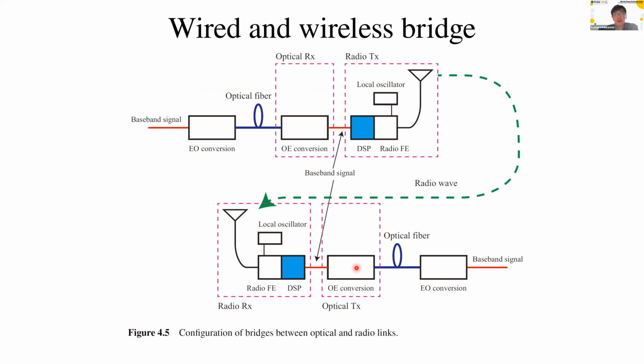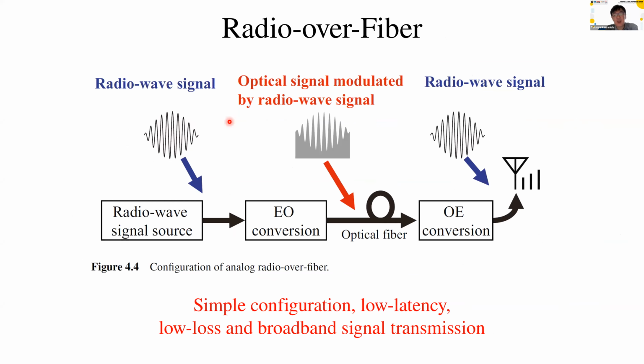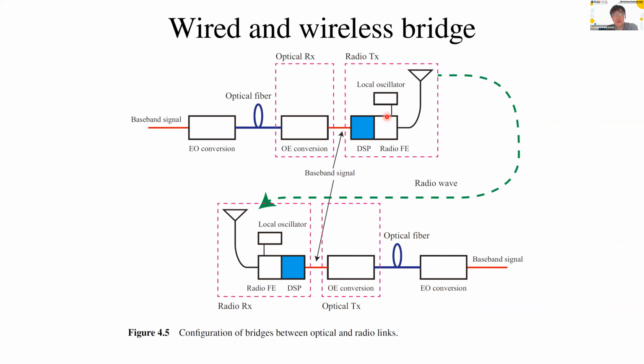Okay, here's an example of the bridge which connects the radio transmission part and the optical transmission part. As I mentioned, we have to have so many radio links and optical links. So we have to make a combination of the optical fiber link and the terahertz link. So we should have many interfaces, as you can see here.